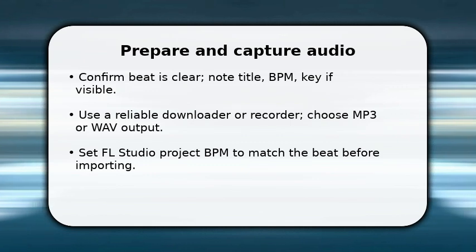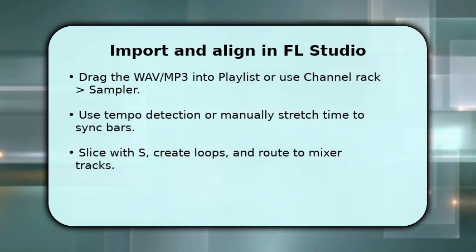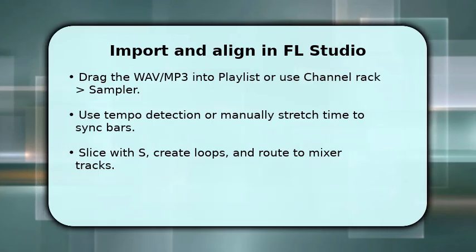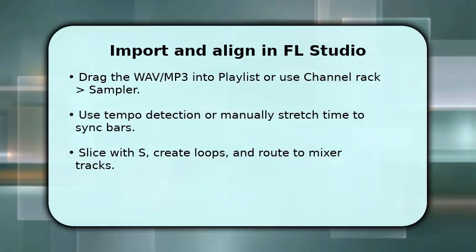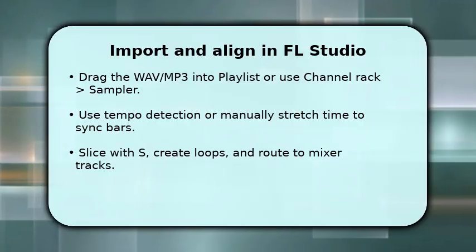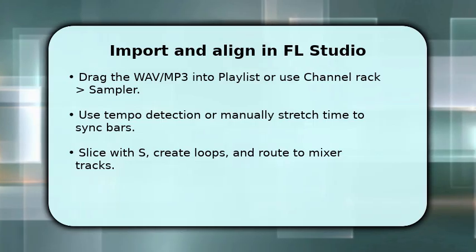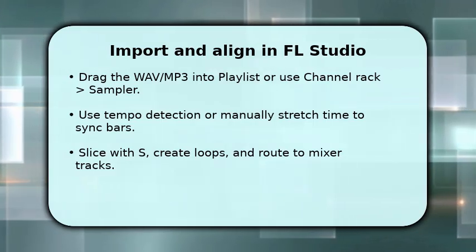Now import the file into FL Studio's playlist or load it via the sampler channel. You want it visible as an audio clip. Once imported, use tempo detection or manually adjust the stretch markers so the beat sits on grid bars. This ensures loops and quantization behave predictably.